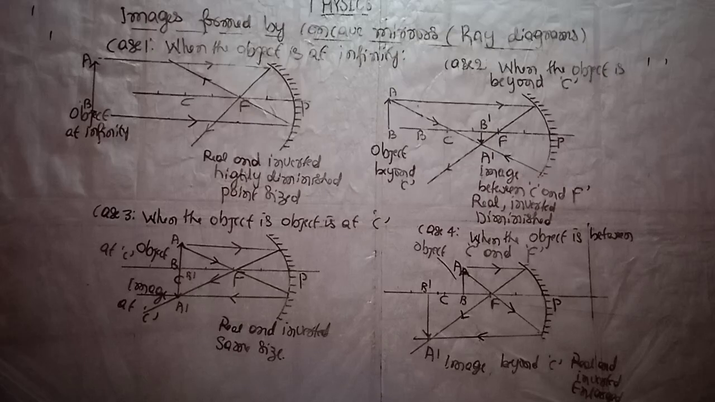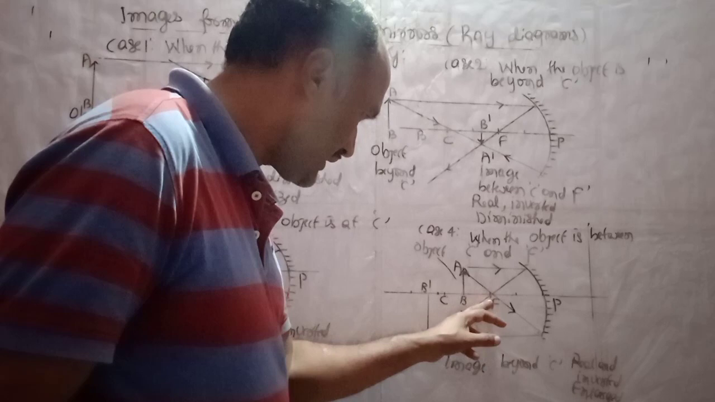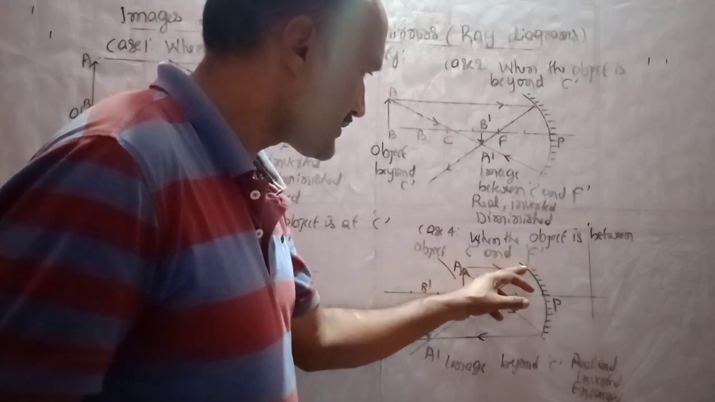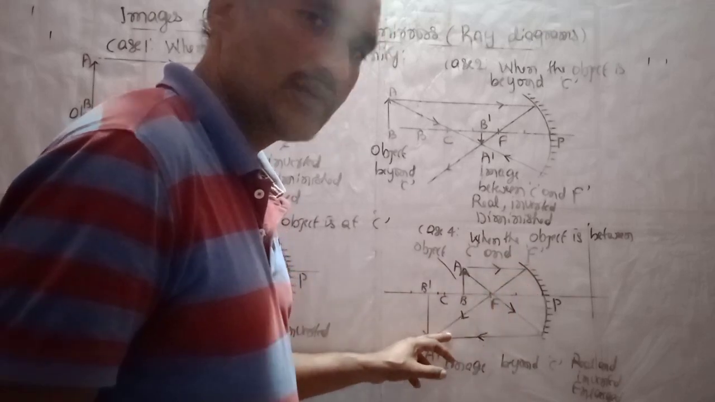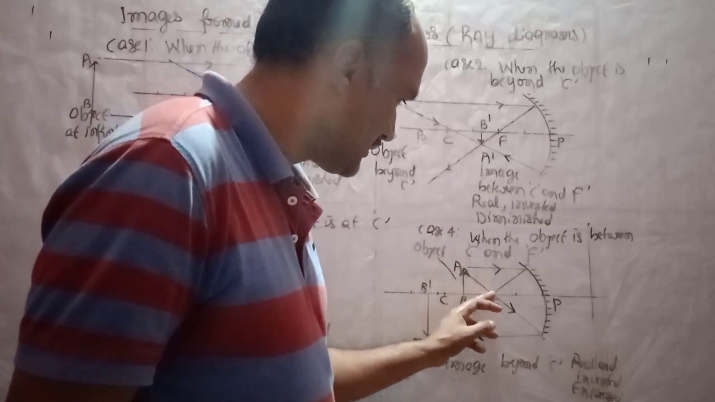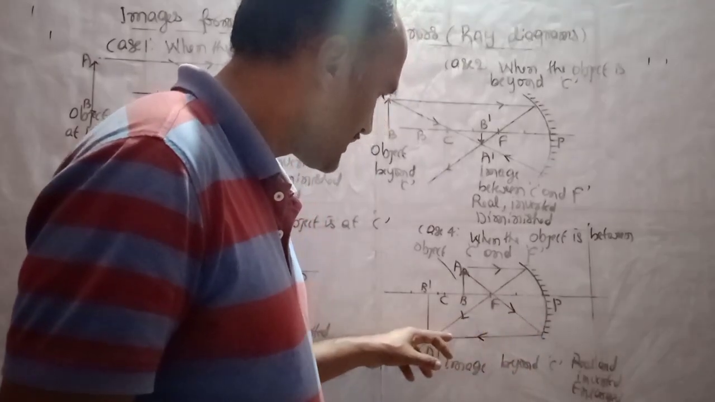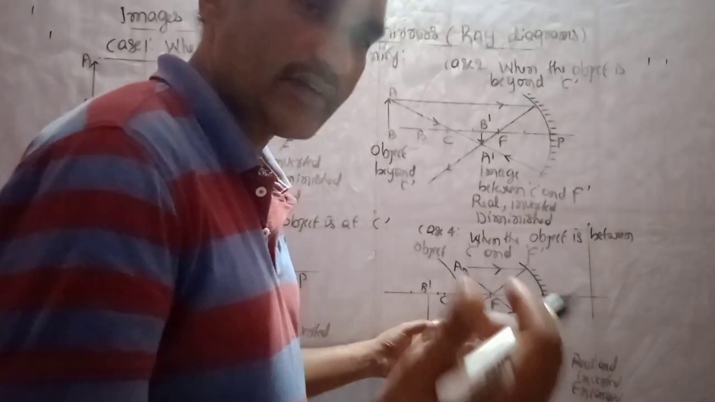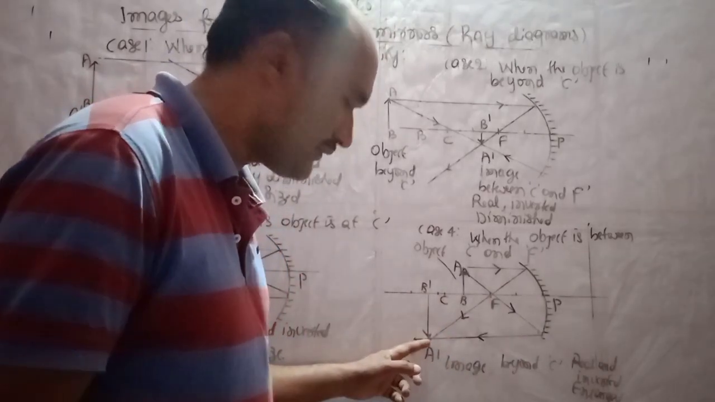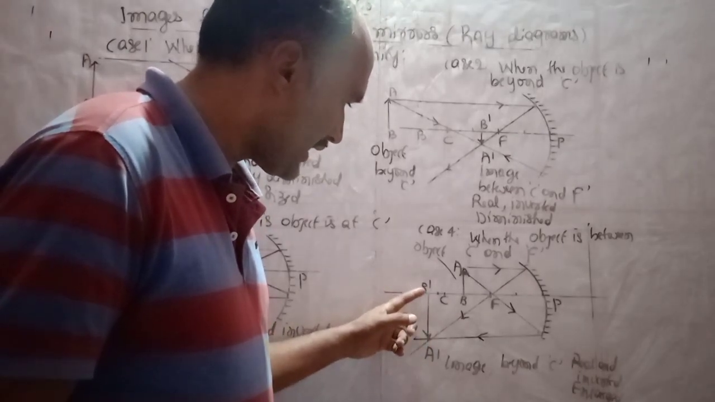So dear student, when the object is kept between C and F, a ray parallel to the principal axis will pass through the principal focus. We are using rule number 1 here, and a ray passing through the principal focus becomes, after reflection, parallel to the principal axis. So both the reflected rays will meet here. Here they are converging. So here we can get the image. You draw one perpendicular, and we can get the image. That image will be B dash, A dash.